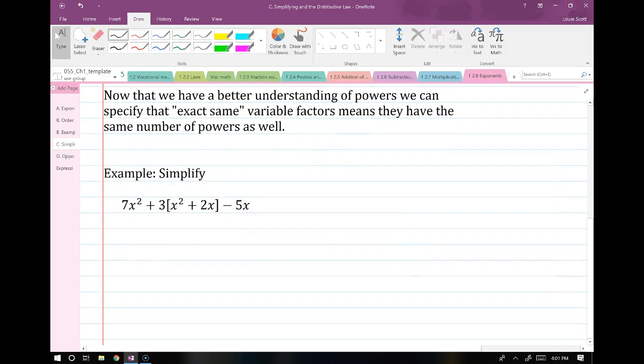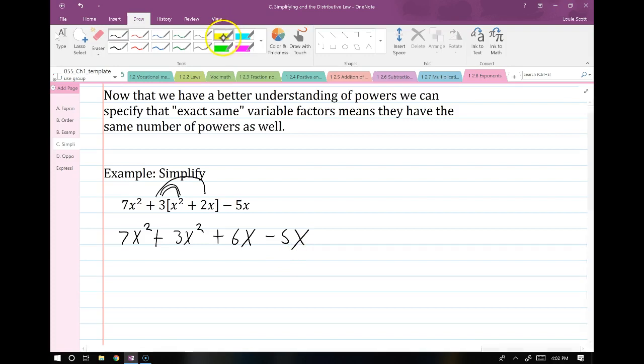So I'm asked to simplify this. I know that to simplify this, I have to get rid of those parentheses and combine any like terms. So I write down my 7x squared, and then I distribute my 3 into both of these terms. So I have plus 3 times x squared gives me 3x squared. 3 times 2x gives me 6x. And then I have a negative 5x hanging out here.